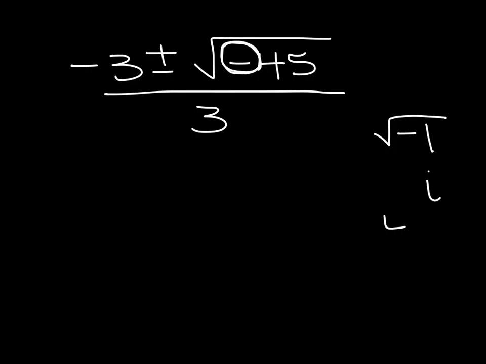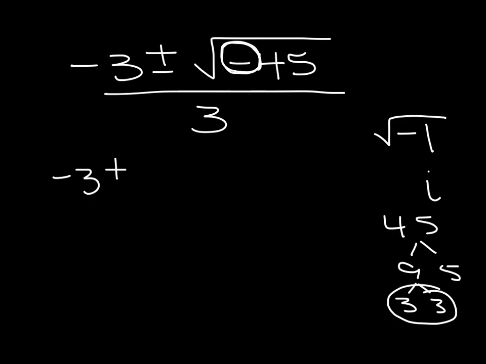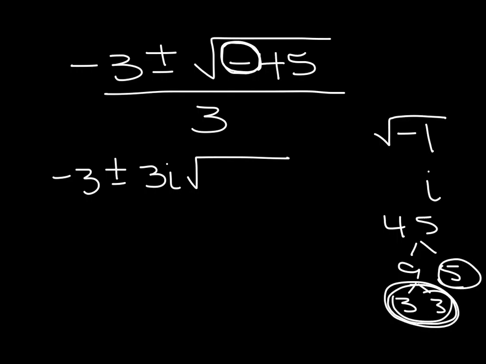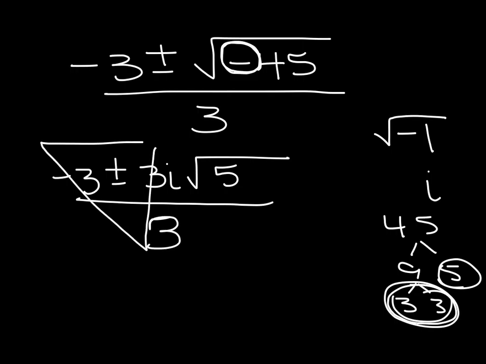So you would still take the 45 and you would try to factor it. And so I have 2 3's, so a 3 would come out. But an I would also come out because it's imaginary. So that 3 would get to come out. The 5 would stay in there. These 3's have something in common, which is the 3. So I can reduce by 3. So my final answer to this one is negative 1 plus or minus I square root of 5.